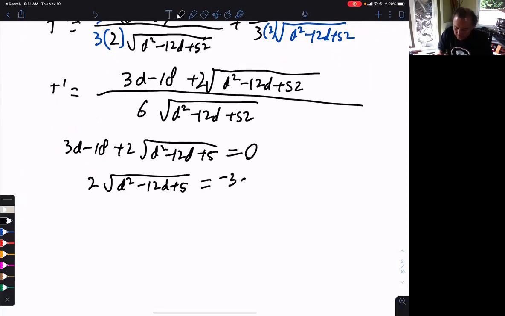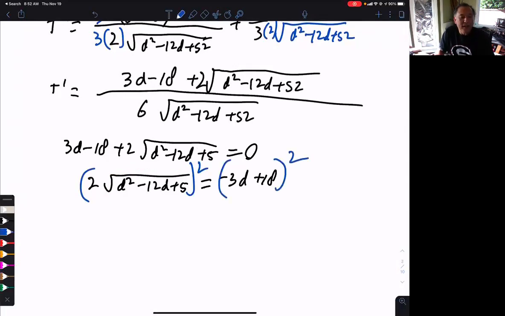I'm going to get minus 3d plus 18. I hate the square root sign, so I'm going to square both sides to get rid of that. Okay, I'm tired already. We're just halfway through this problem. So 2 squared is 4, and the square root and square cancel.